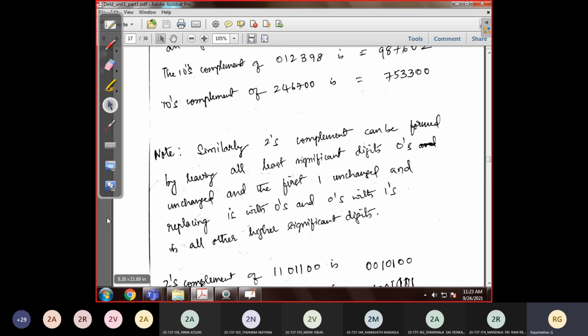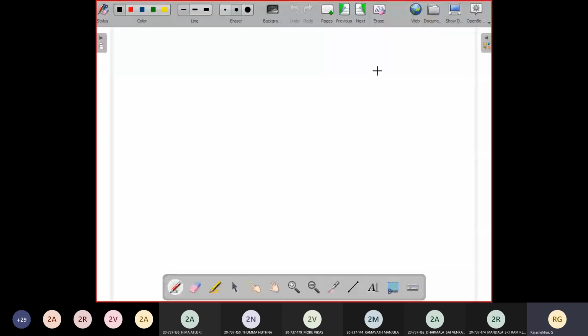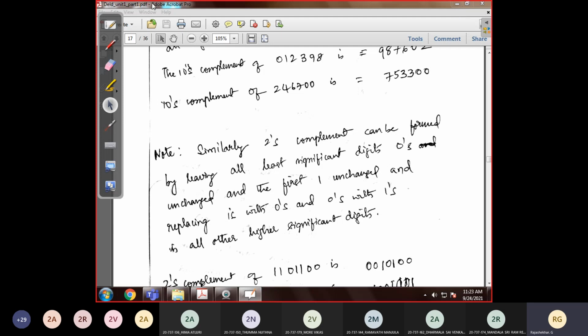As an example for that, 2's complement of 1101100. Let us do this. 2's complement of 1101100.